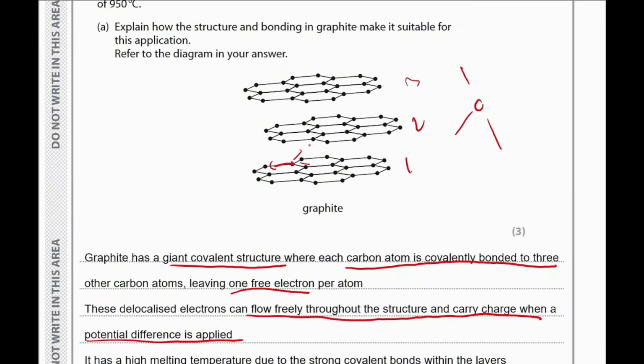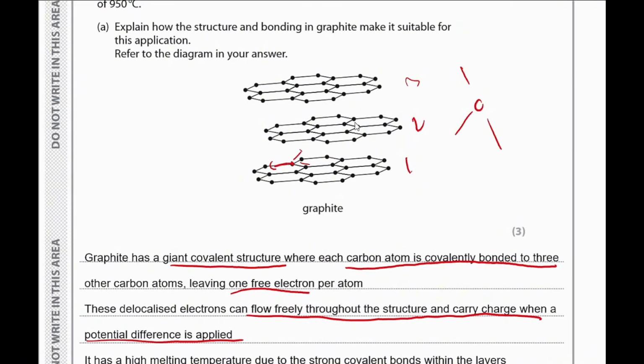This layer 1, layer 2, layer 3, all of these bonds are covalent bonds, and each of the carbon atoms is bonded with strong covalent bonds. So obviously a high amount of heat energy is required to break them. That is why they have a high melting point. Graphite, in other words, is also very rigid and strong.